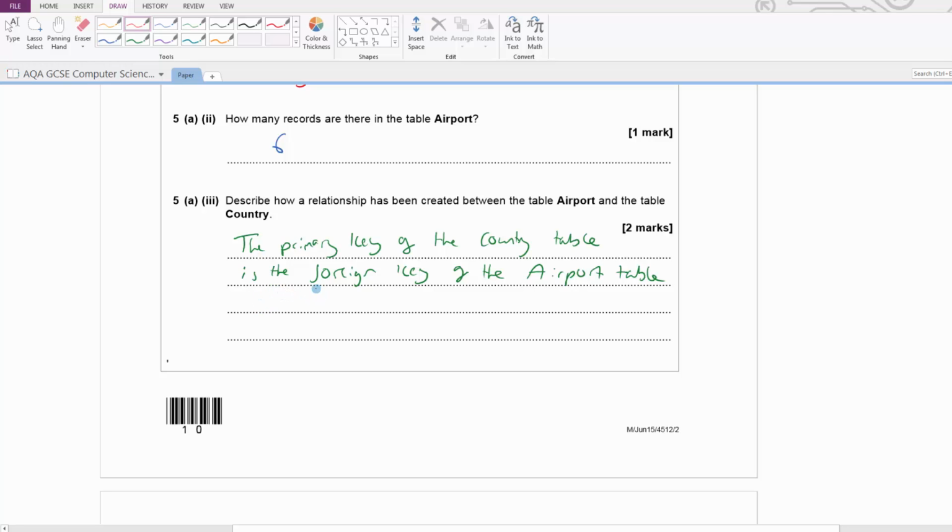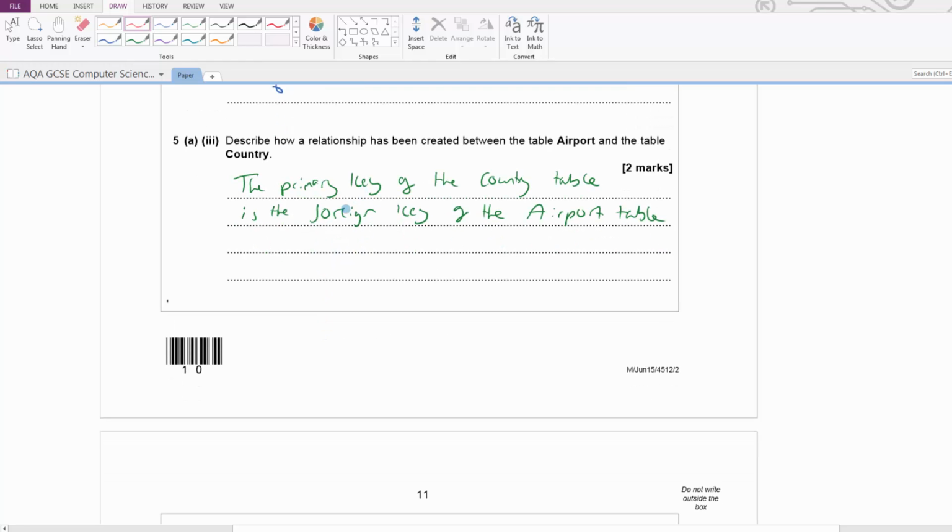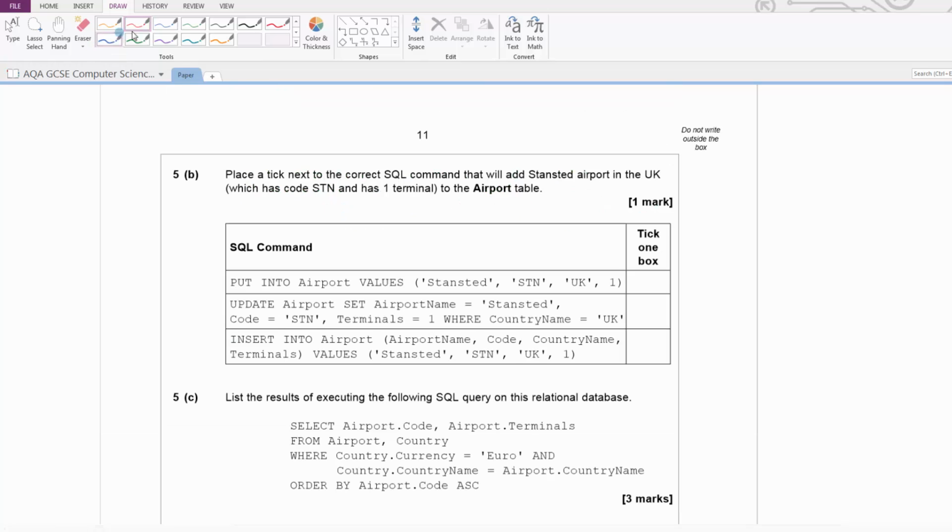As I say, you can flip it, which is a bit confusing at first, but this would get us the 2 marks, I think. You could also just say that they share this same field or same column, but this is the better answer, I suppose.